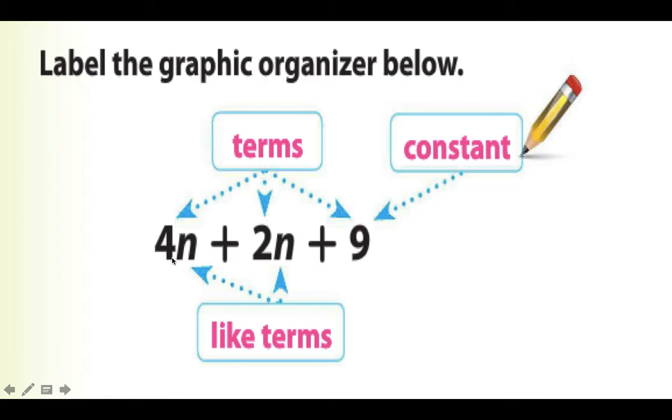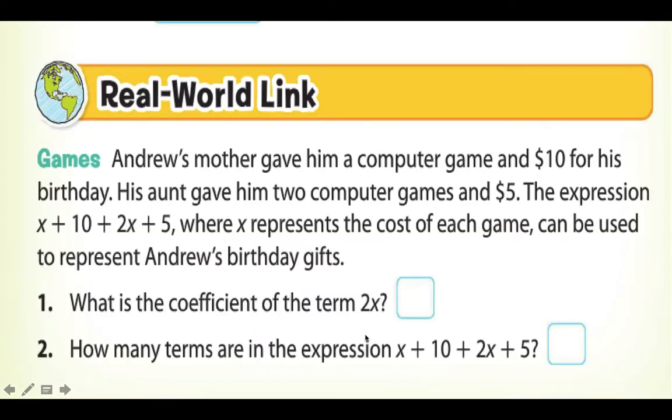So, in this one, 4n, 2n, and 9 are all terms. Remember, terms are separated by addition or subtraction, and in this case, we're using addition to separate the terms. 9 is a constant. Remember, constants don't change in value. 9 is always going to be 9, so we can call it a constant. And our like terms are 4n and 2n. They both have 1n attached to their coefficients, so they're like terms.